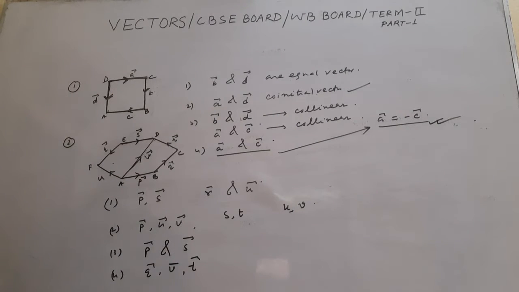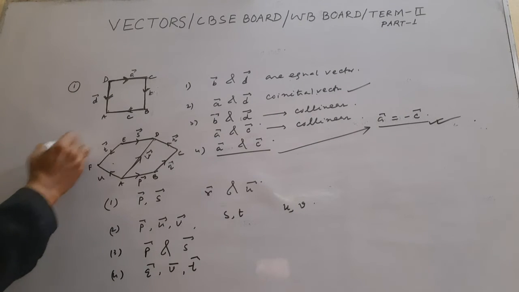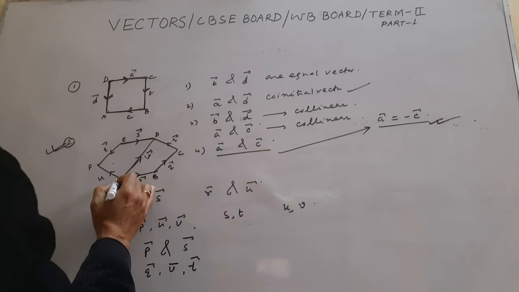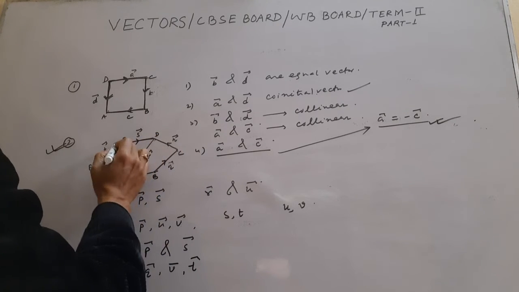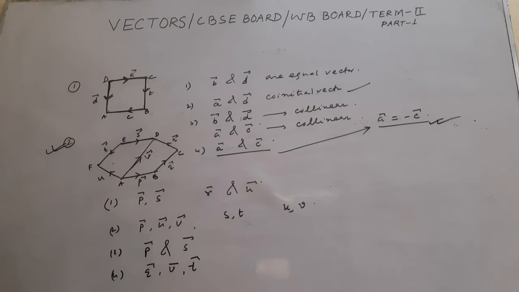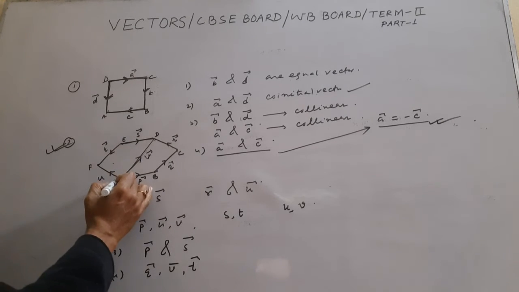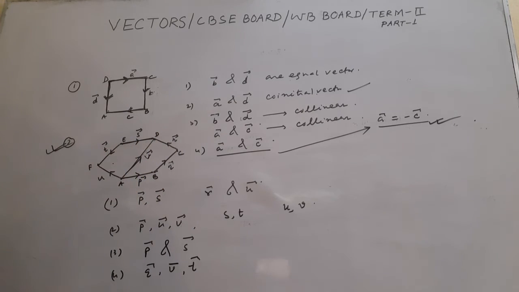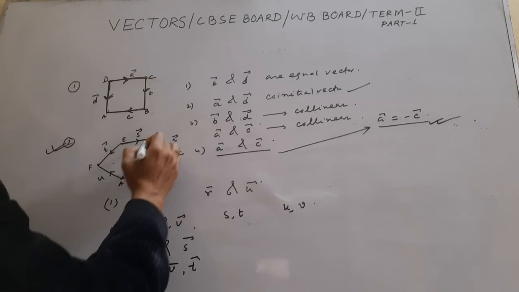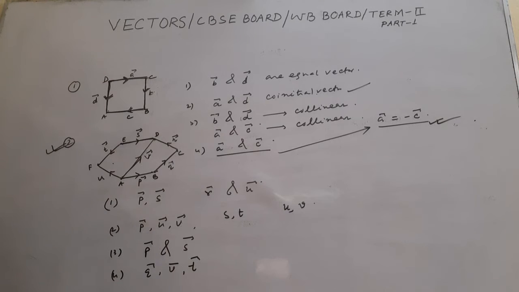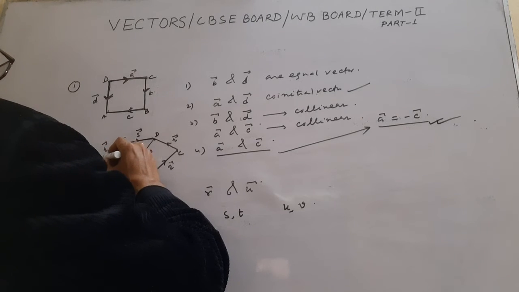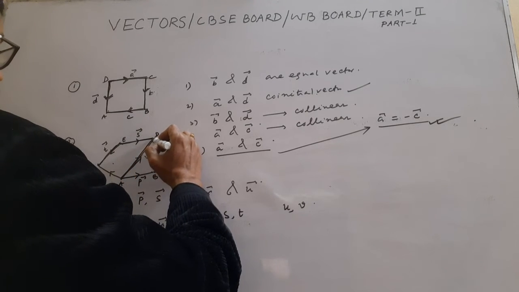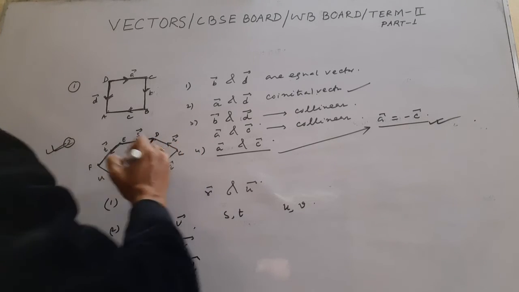Next, look, simple application. This is a regular hexagon, A, B, C, D, E, F. AB equals P. This is Q. This is R. This is S. This is T. Now AD is joined. If you draw a regular figure, then you see this line and this line will be parallel.